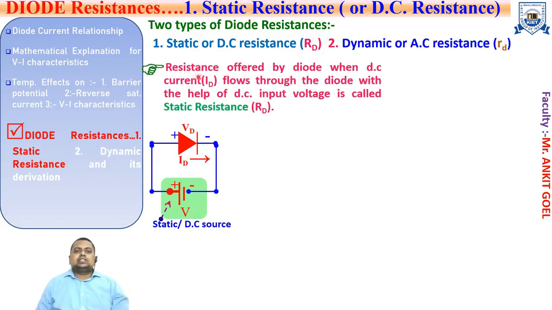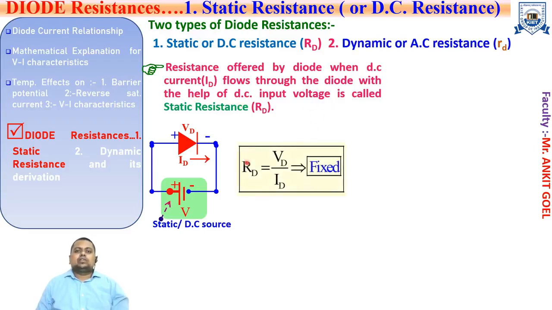So static resistance is nothing but the resistance offered by the diode when the DC current is flowing through the diode with the help of the DC input voltage. So this is the simple expression for the static resistance: it is the ratio of the voltage across the diode to the current flowing through the diode.